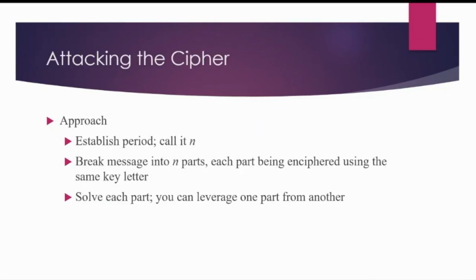Okay, let's start attacking the Vigenere cipher. Basically, cryptanalysis of Vigenere cipher involves three important steps, and all the steps are quite important. The very first step is to establish the period. If you remember, period means the length of the key. So first, we have to establish the length of the key. Let's call it n. In our example, the length of the key is 5.